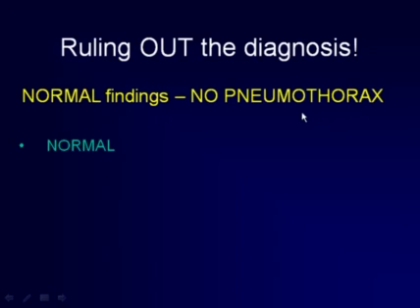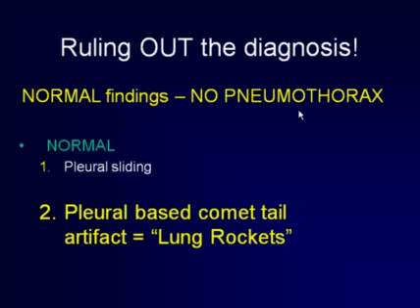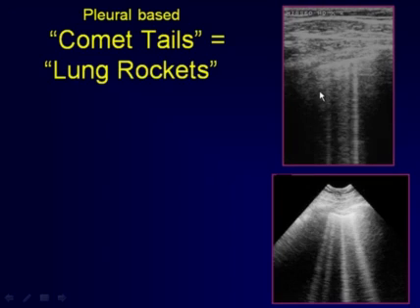So the second way that we can rule out the diagnosis of pneumothorax by ruling in the normal is by identifying pleural-based comet tail artifacts, which are also known as lung rockets. Comet tails or lung rockets are the way they're usually described. And basically, these are caused by irregularities or fluid-filled alveolar walls right under the visceral pleura, that cause reverberation. And their presence indicates that the visceral pleura is indeed abutting the parietal pleura and causing this artifact.